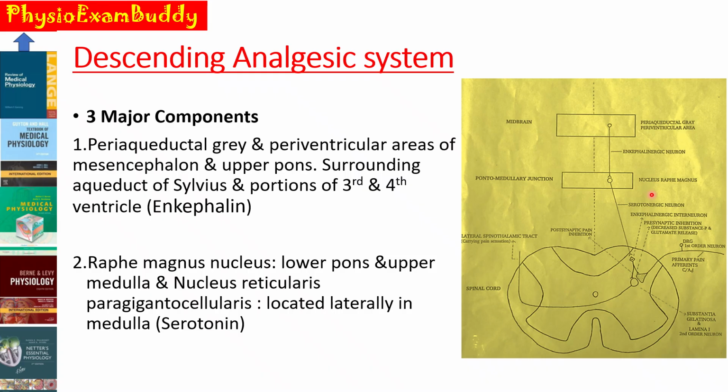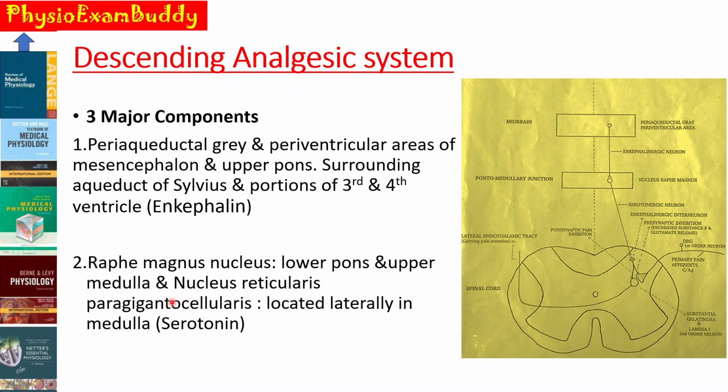This is the raphe magnus nucleus, which is situated in the lower pons as well as the upper medulla, and it also includes the nucleus reticularis paragigantocellularis, again located laterally in the medulla. Both these nuclei secrete the neurotransmitter serotonin.